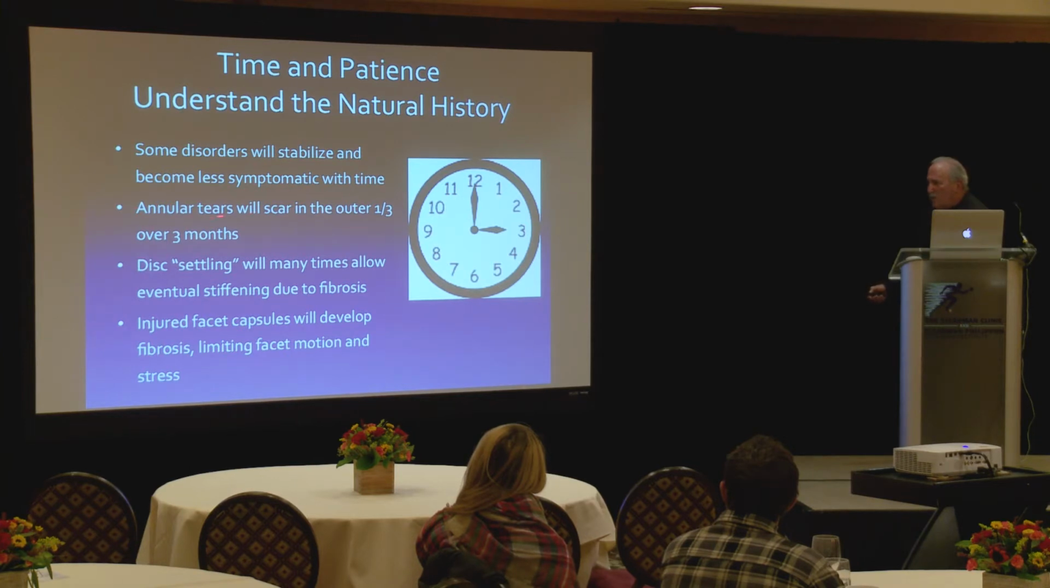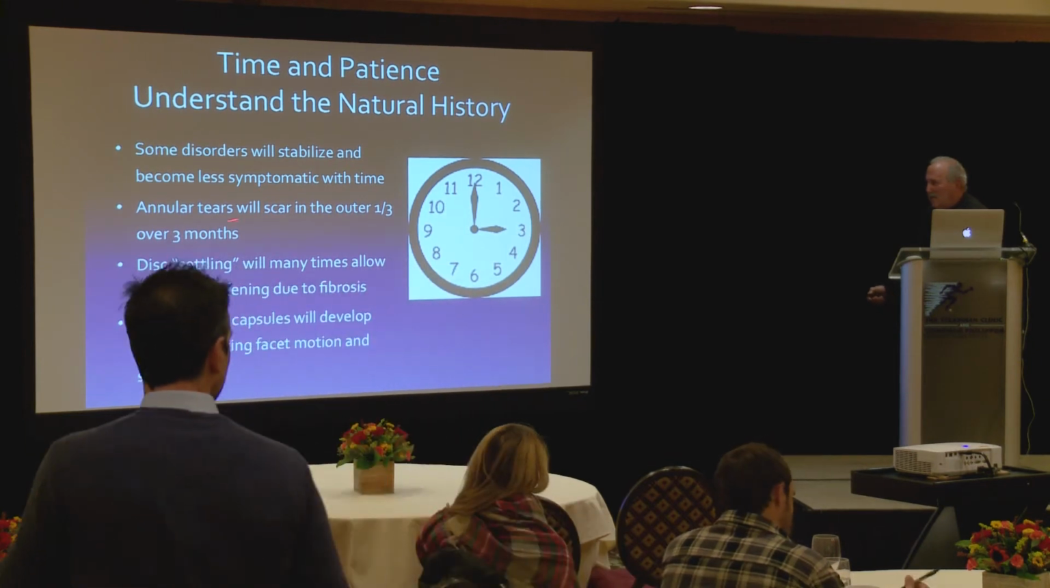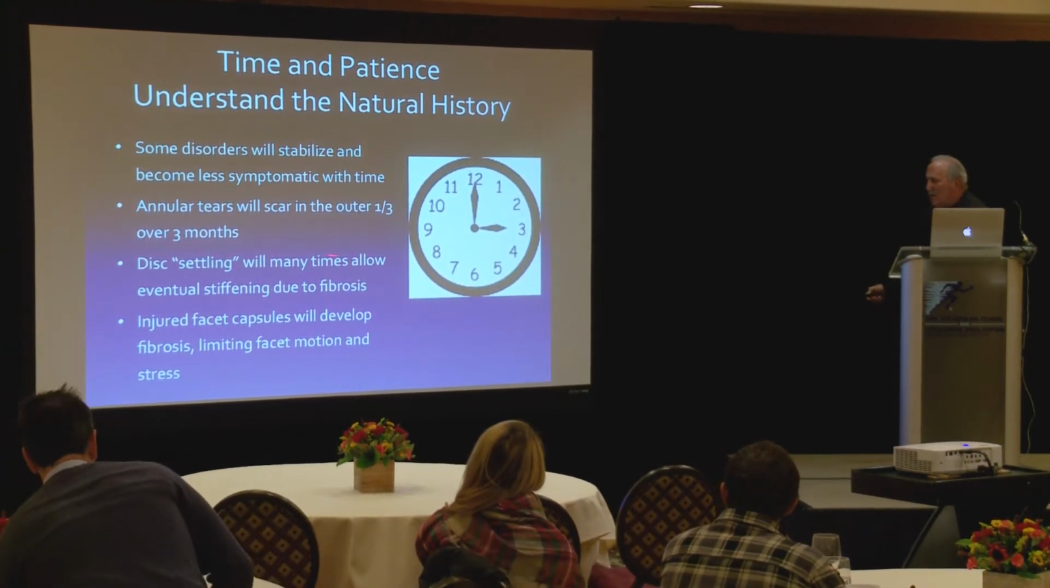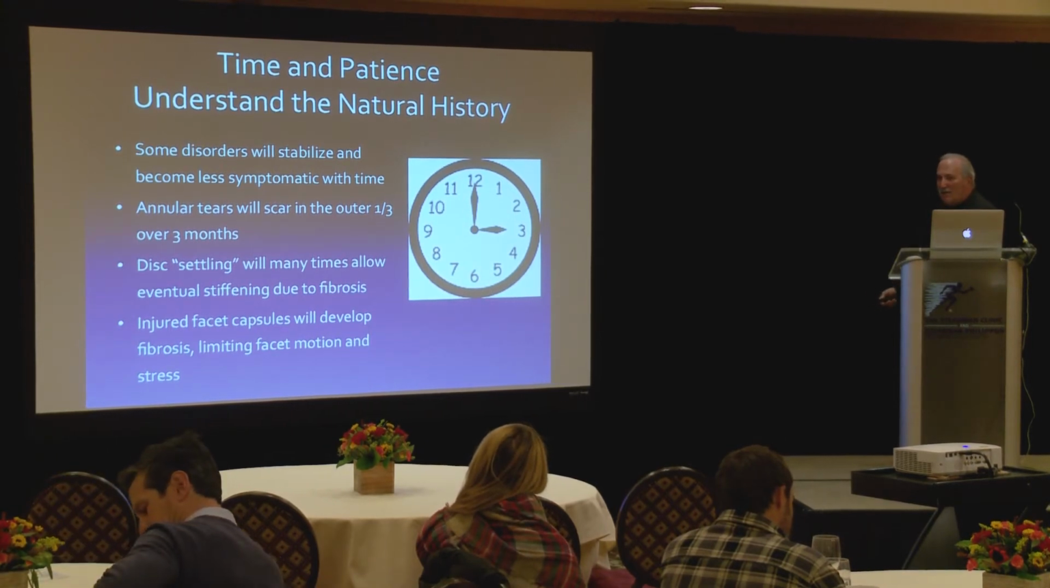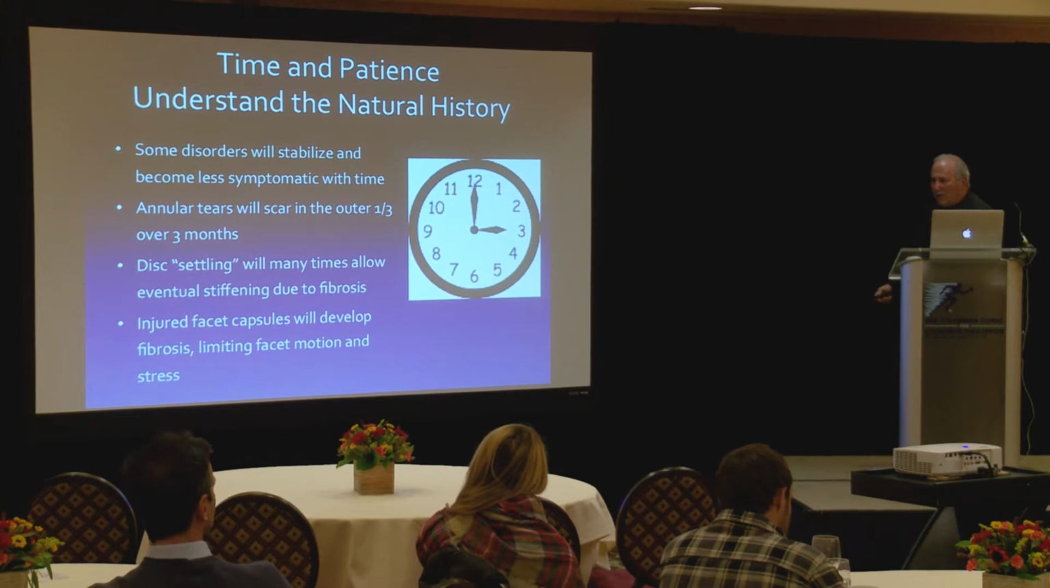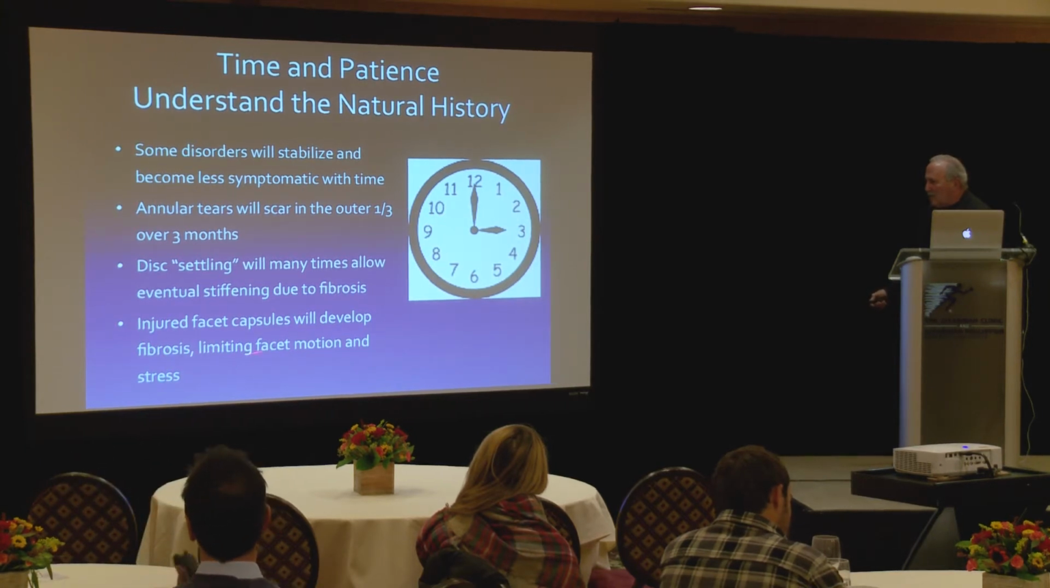The annular tears will scar in the outer third of the disc over 3 months. Disc settling will many times allow eventual stiffening due to fibrosis, and what we want is stiffness. In the lumbar spine, if you've got a disorder, stiffness is generally better than motion, believe it or not. Injured facet capsules will develop fibrosis, limiting facet motion and stress. So some things will get better over time.